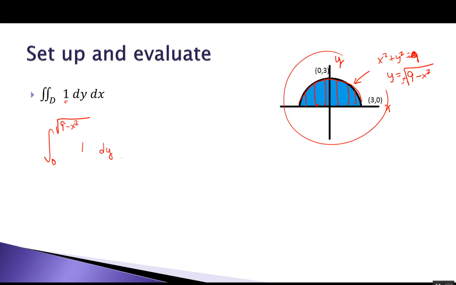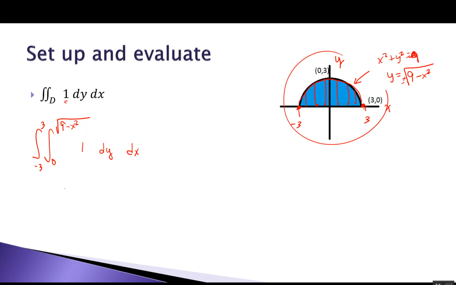So there's my dy, and now I'll look at my dx. Remember, for dx we look at the extreme points and we want the x values here. This is where x equals -3 and this is where x equals 3. So my x limits are from -3 to 3. So there's my setup, not bad.